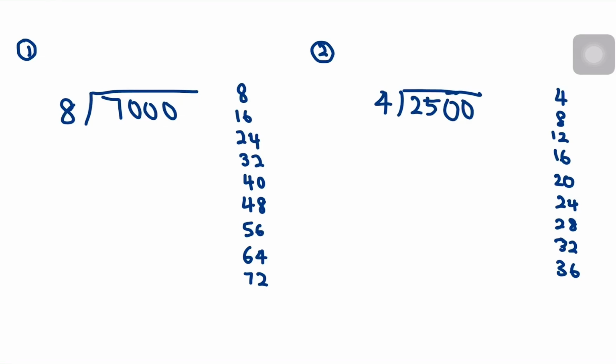Okay, so we are dividing by 8. So we list the 8 times table. When we list the 8 times table, first question, how many groups of 8 can I find in 7? You cannot even find a number there, right?